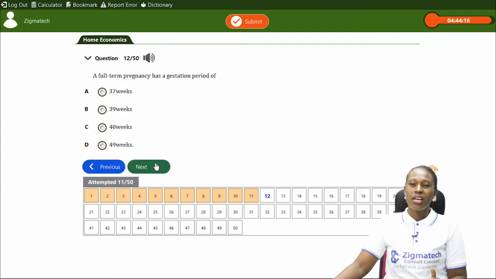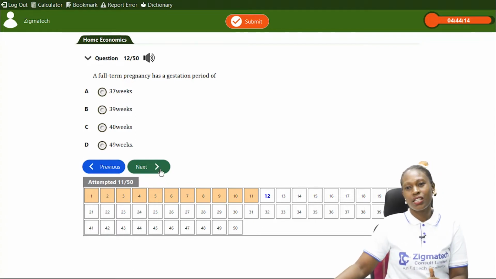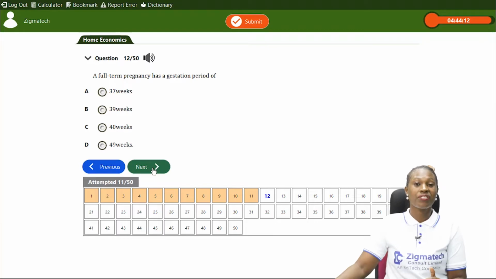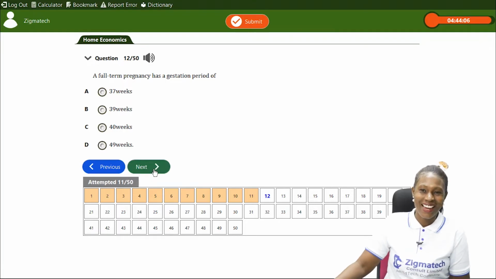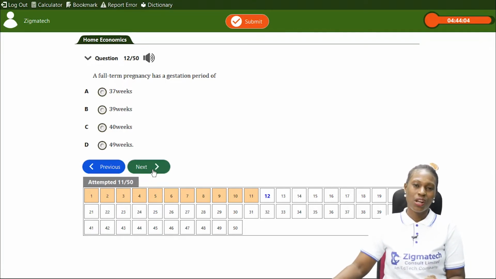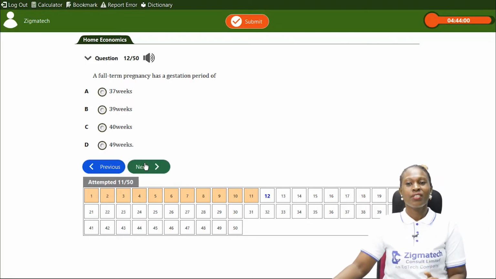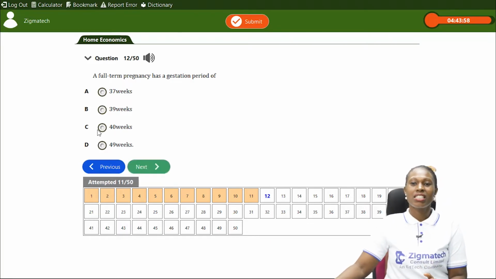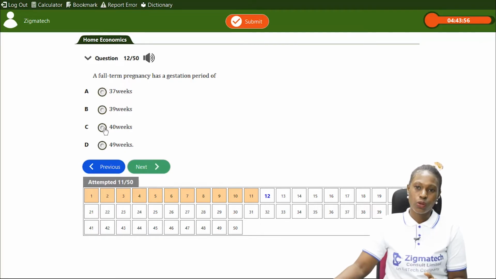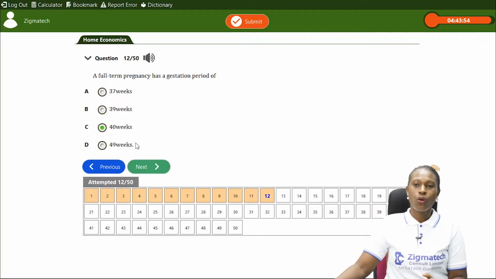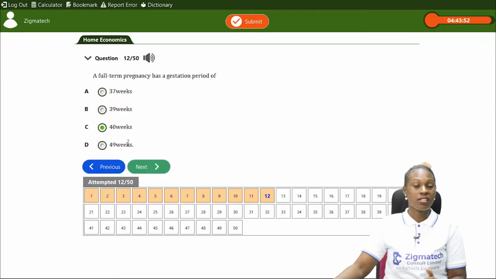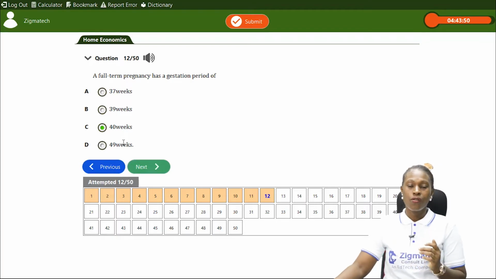Now, a full-term pregnancy has a gestation period of: A, 37 weeks, B, 39 weeks, C, 40 weeks, D, 49 weeks. Gestational period is from the day you missed your period to the day of delivery. This is 40 weeks. The answer is what? 40 weeks. A full-term pregnancy has a gestational period of 40 weeks.